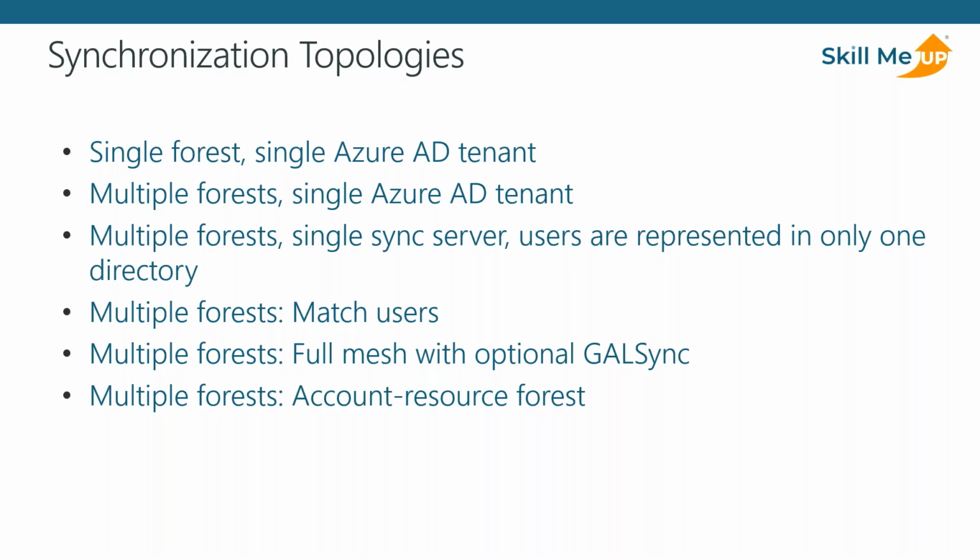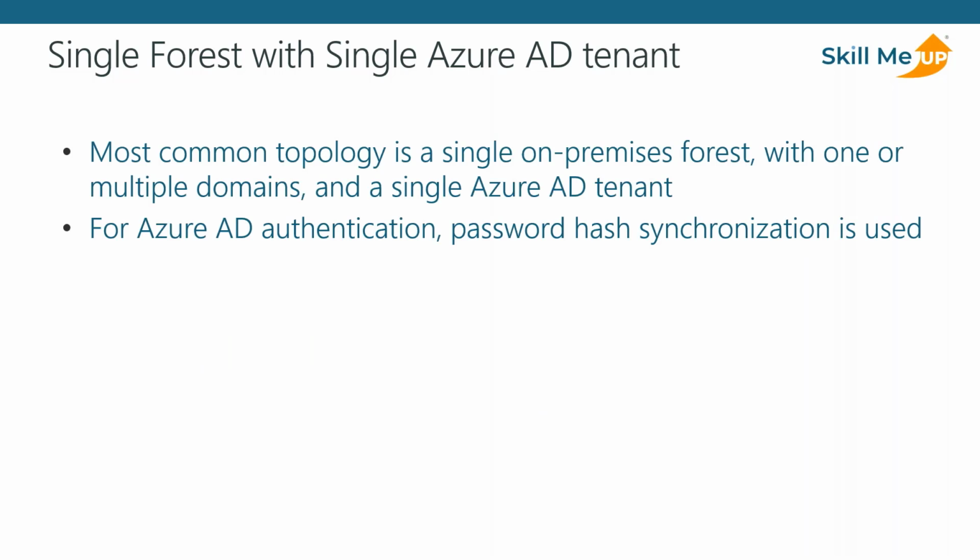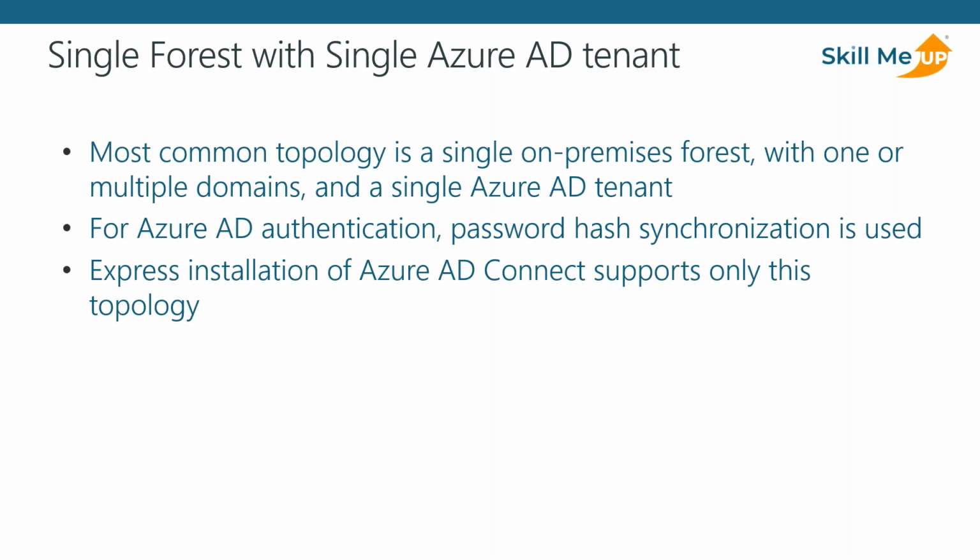So even though there are a few different options here, from an exam perspective, you'll normally only get questioned on the first two, definitely on the first one, so single forest. When we have a single forest with Azure AD Connect, this is the most common topology with one or multiple domains. For Azure AD authentication, utilizing password hash synchronization is also the most common. For most environments, this is what you will see: Azure AD connected to Active Directory on-prem, synchronizing the password hash, so that there's single sign-on.